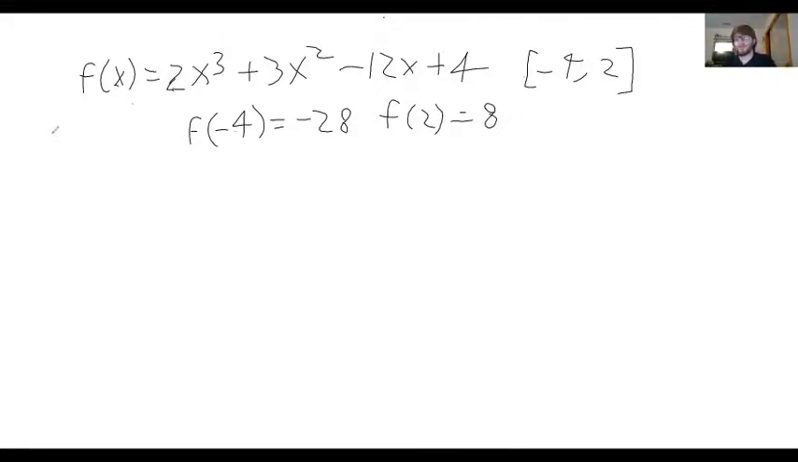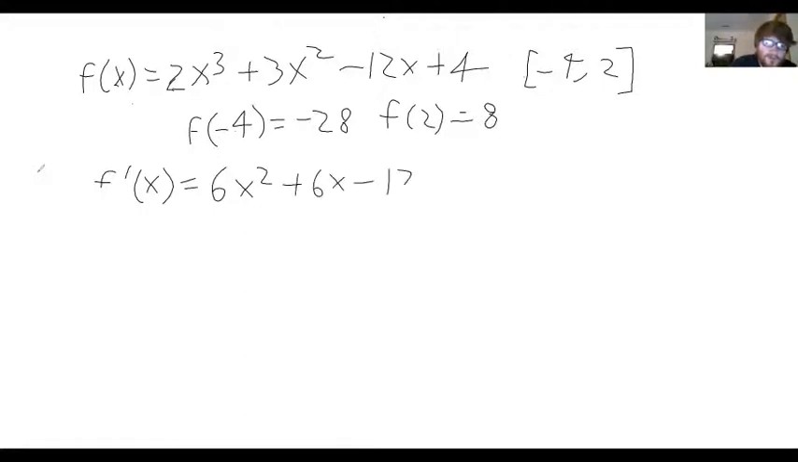So next we have to find our critical points, just to make sure we know exactly what's absolute max and min. So we can do that just by finding our derivative and seeing where that equals 0. Finding this is just going to be a bunch of power rule that I'm sure you're all used to by now. You get that this is going to be 6x squared plus 6x minus 12.